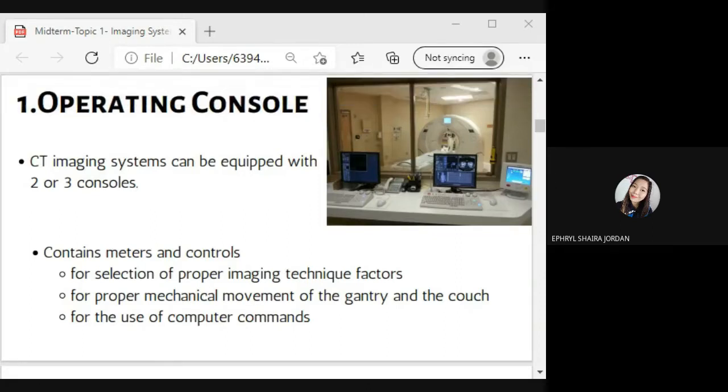CT imaging systems can be equipped with two or three consoles. The first console is used by the CT radiologic technologist to operate the imaging system. The second console is for post-processing of images, like filming or filing. This operating console also contains meters and controls for the selection of proper imaging technique factors, for proper mechanical movement of the gantry and the couch, and lastly, for the use of computer commands.